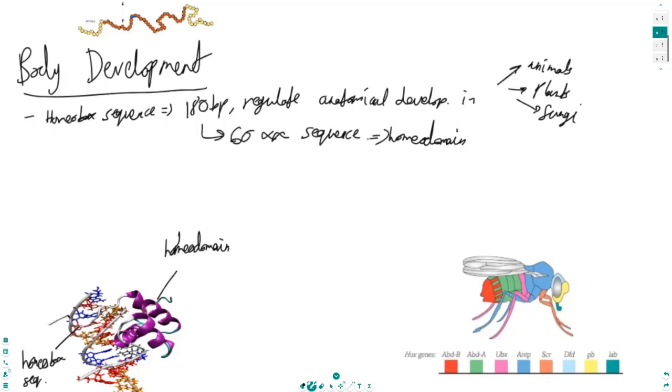The homeodomain sequence can fold into a particular shape, and then it can act within the cell nucleus. These are basically transcription factors, and these contain something called a HTH, a helix turn helix. So it's two alpha helices connected by one turn.